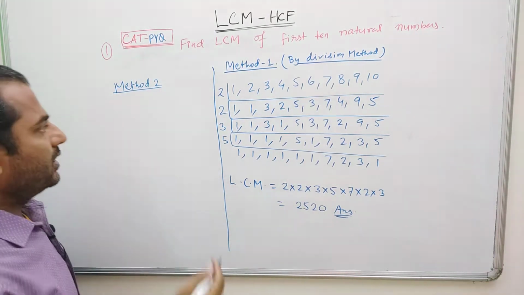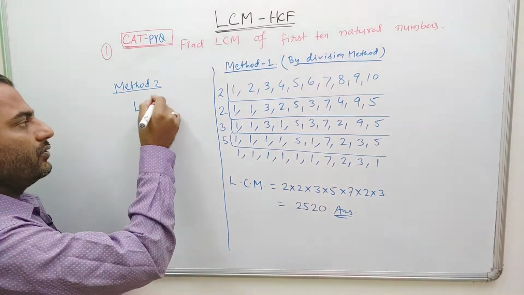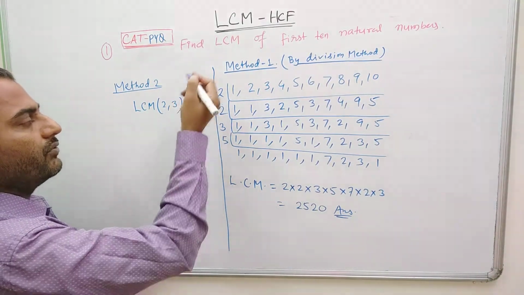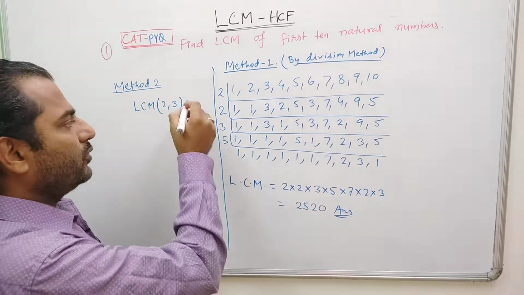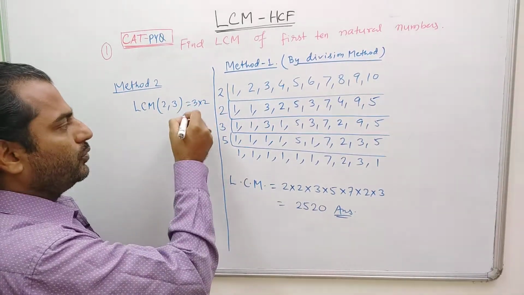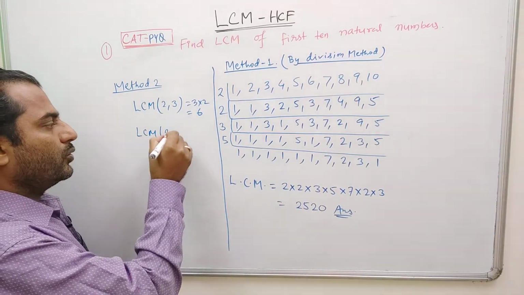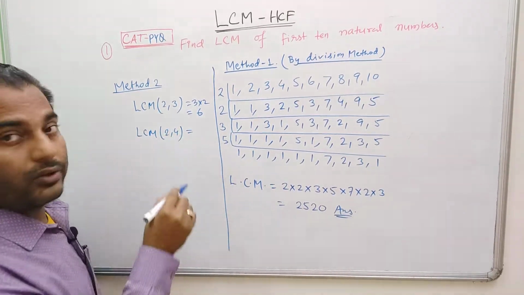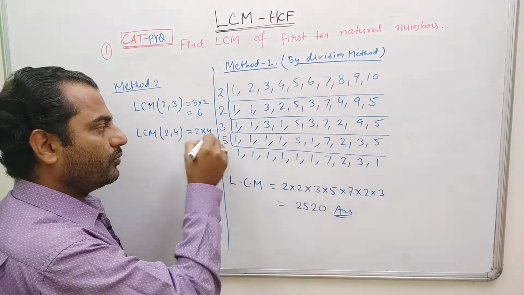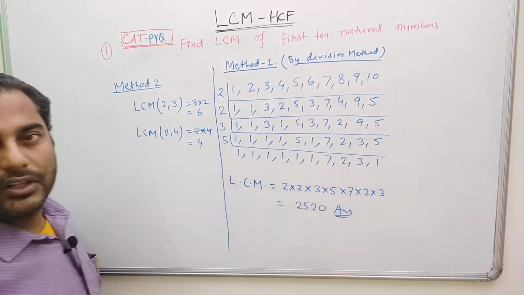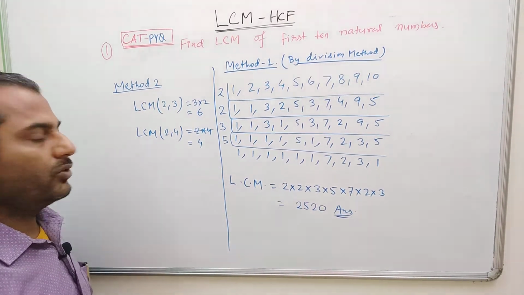If I ask you what is the LCM of 2 and 3, you will definitely be very quick to respond, and you will say this is 3 into 2, or 2 into 3, that is 6. Now if I ask you another question, what is the LCM of 2 comma 4, will you say it is 2 into 4? Think again, this is wrong. You will definitely not say that. You are going to say that the LCM of 2 comma 4 is 4.